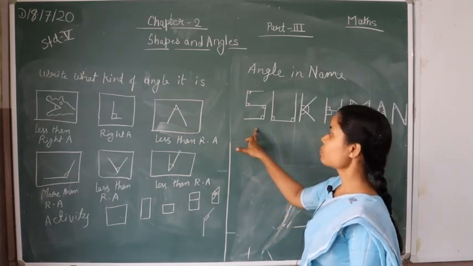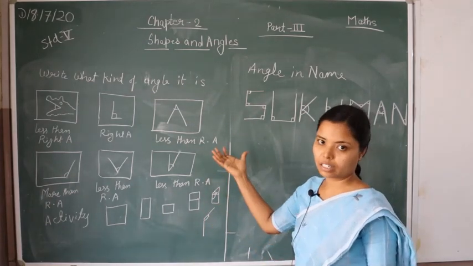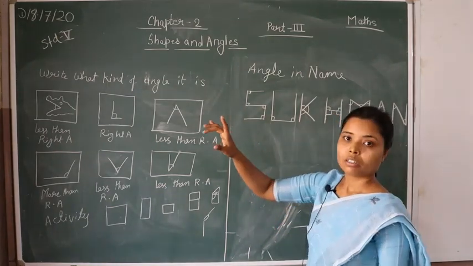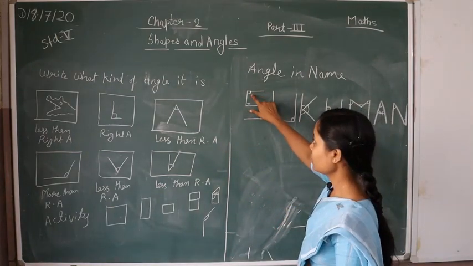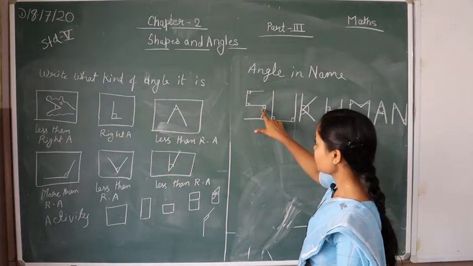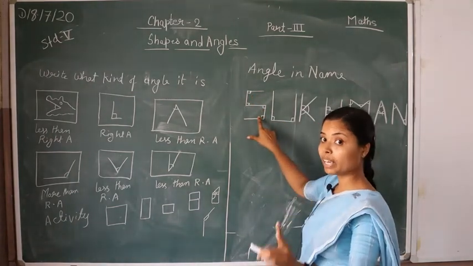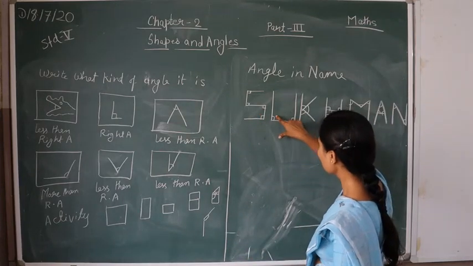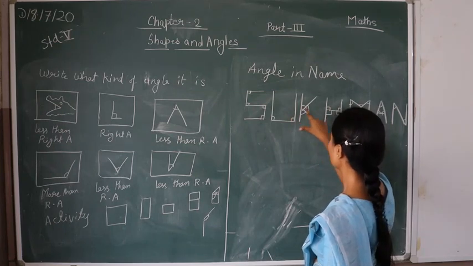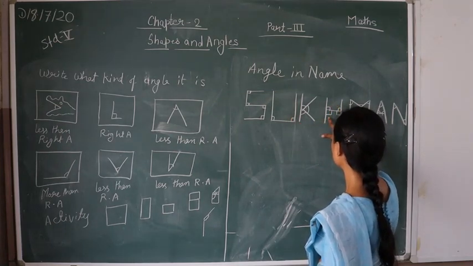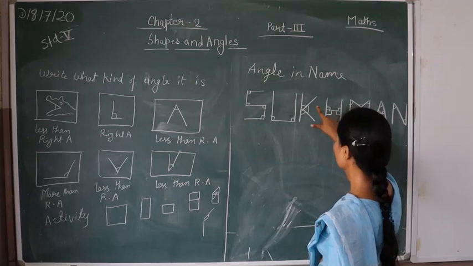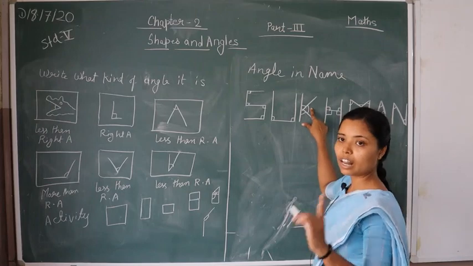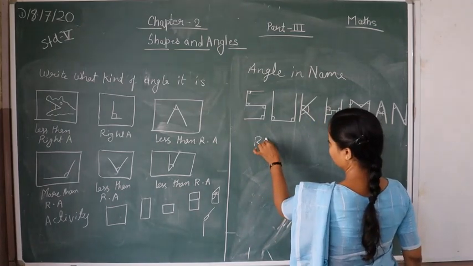I'll give you an idea. Suppose we find out right angles here. How many right angles in this name? So count with me. 1 right angle, 2, 3, 4, which make L shape is right angle. So there are 4, 5, 6. Okay, then 7, 8, 9, 10. Okay, then this also makes a right angle. So this is 11.